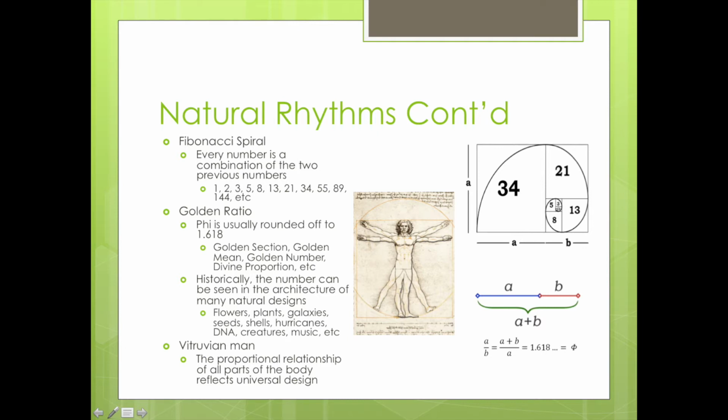The golden ratio is A plus B divided by A, which also equals A divided by B, and the result is phi. Phi is usually rounded off to 1.618. This number has been discovered and rediscovered many times, which is why it has so many names, including golden section, golden mean, golden number, divine proportion, etc.